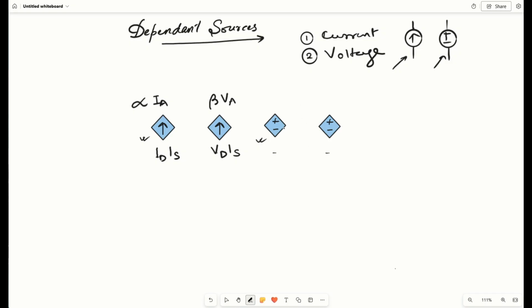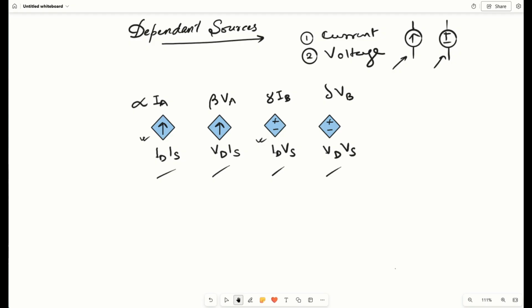Similarly, if we consider voltage sources, suppose gamma is the constant and it is dependent on current IB, then it will be called a current dependent voltage source. And if it is dependent on some voltage, let us consider delta and voltage VB, then it will be called a voltage dependent voltage source. So we have four types of dependent sources: current dependent current source, voltage dependent current source, current dependent voltage source, and voltage dependent voltage source.